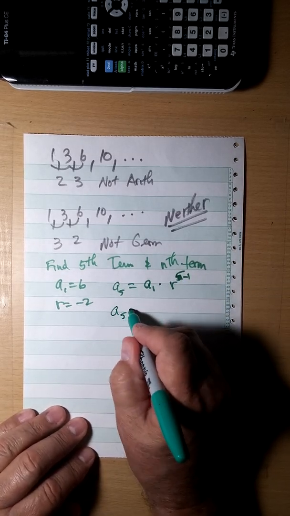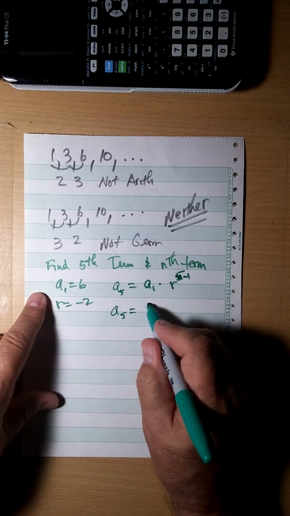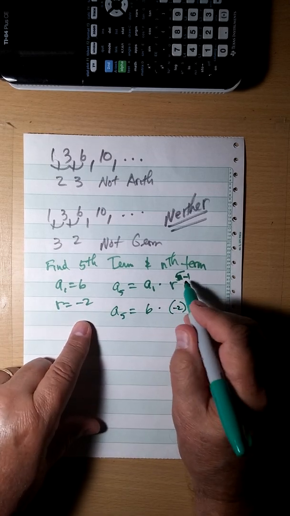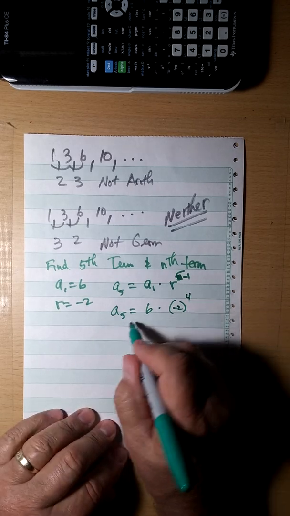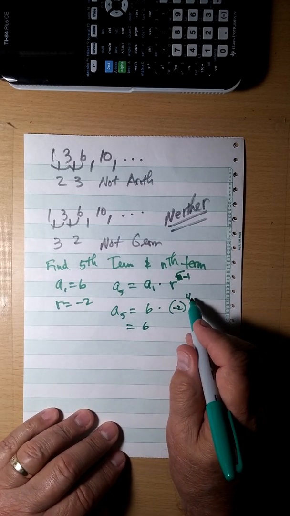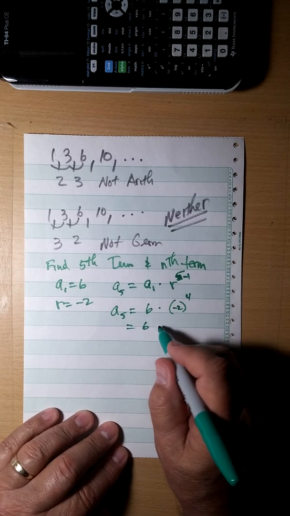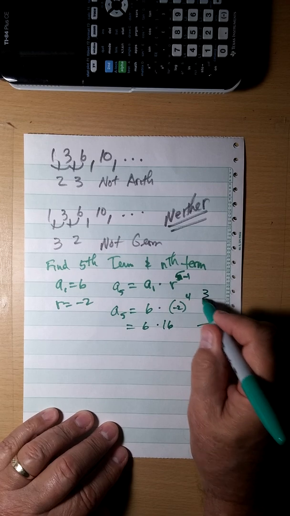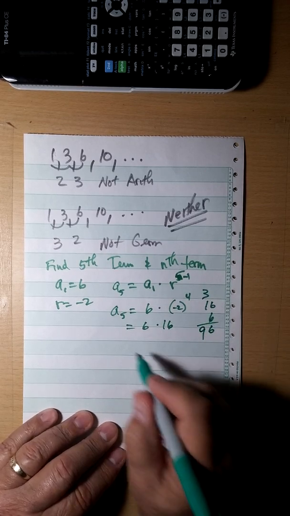So A sub 5 is A sub 1, which is 6, times R, which is a negative 2 to the 4th power. This is 6. What is a negative 2 to the 4th? Well, because it's even, it'll be positive. And this is times 16. So it's 96.